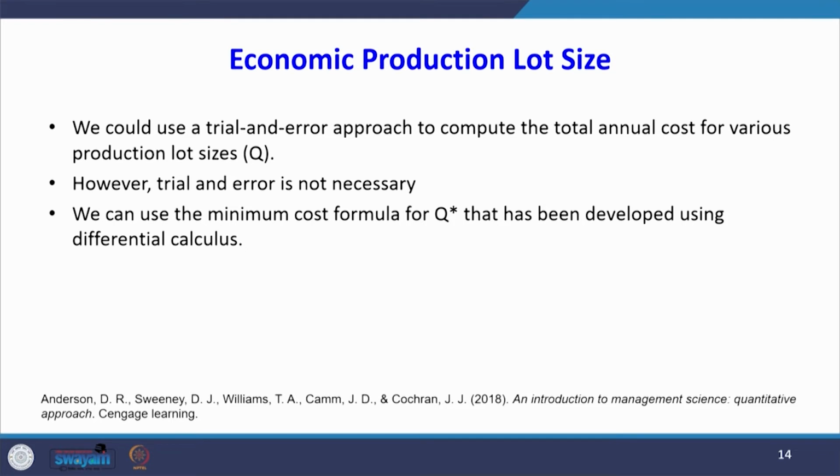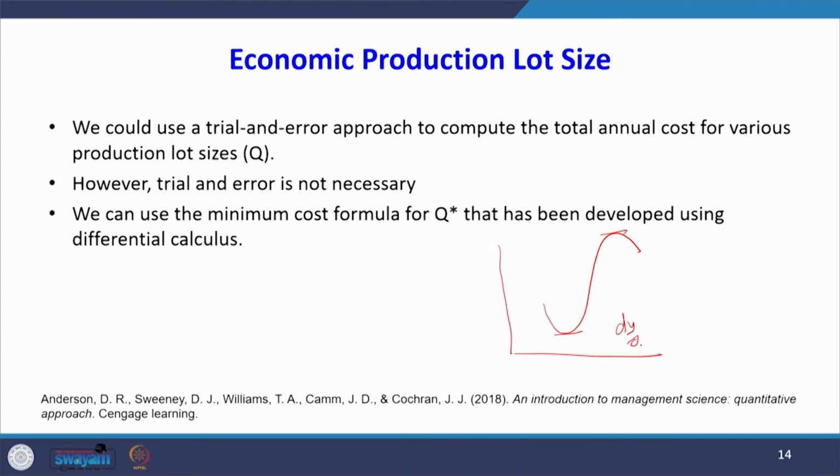Now, we have to get the value of Q. We could use a trial and error approach to compute the total annual cost for various production lot sizes Q. However, trial and error is not necessary. We can use the minimum cost formula Q star that has been developed using differential calculus. We already know the condition for minimum and maximum, which I have already explained. So, if you want to know that this is a minimum, what is the condition?